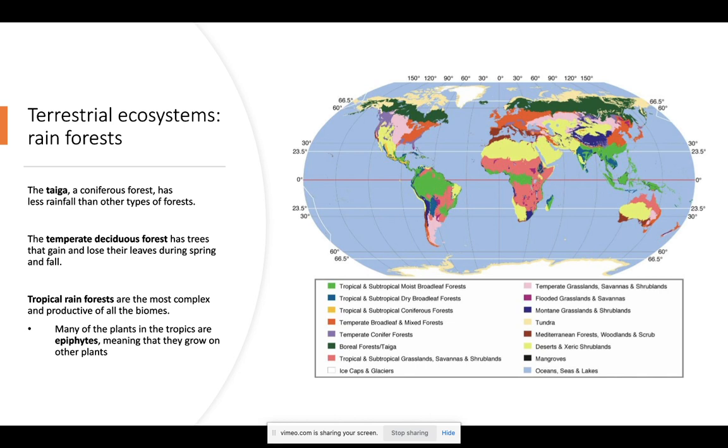And the tropical rainforest, I would argue, is one of the most interesting of the biomes because it's able to contain the most complex and productive of all biomes. And that's important to know, that it is the most productive of all biomes because it contains some of the most interesting species and some of the most species in the world. So some that we still haven't even discovered today because it's just so vast and so complex. So many of the plants in the tropics are called epiphytes, meaning that they grow on other plants. I thought that was pretty cool to include.